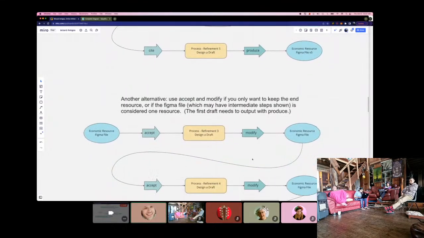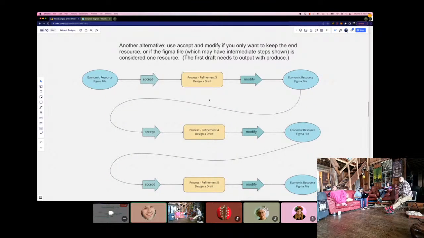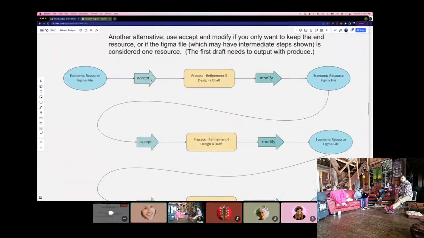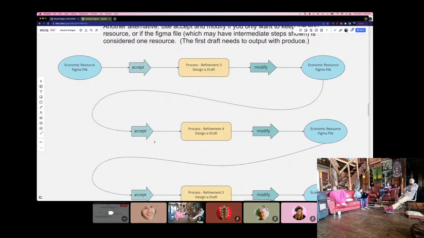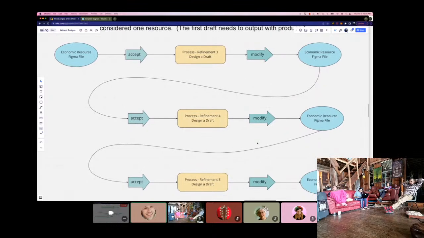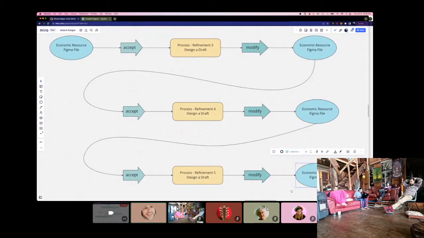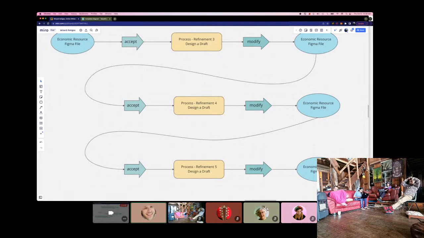And when we poked around the Figma file, this is more what it looks like. It looks like you're accepting the current Figma file and modifying it some, just appending the new version to the Figma file. And so this goes back to the action pairing I was mentioning earlier. Accept and modify are the pairing here. In this case, you're not mentioning the version on the Figma file or on the economic resource. You could if you want to, but essentially it's the same file that's just changing over time.